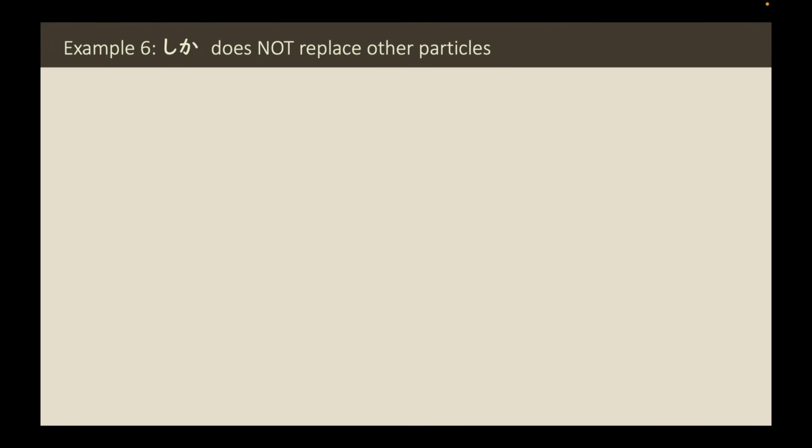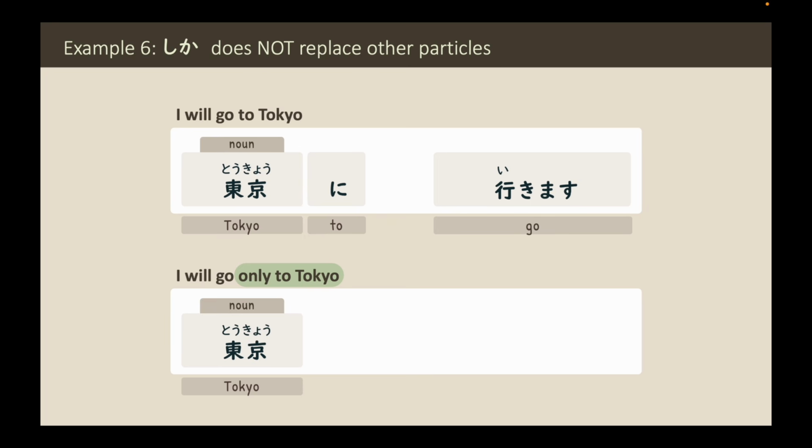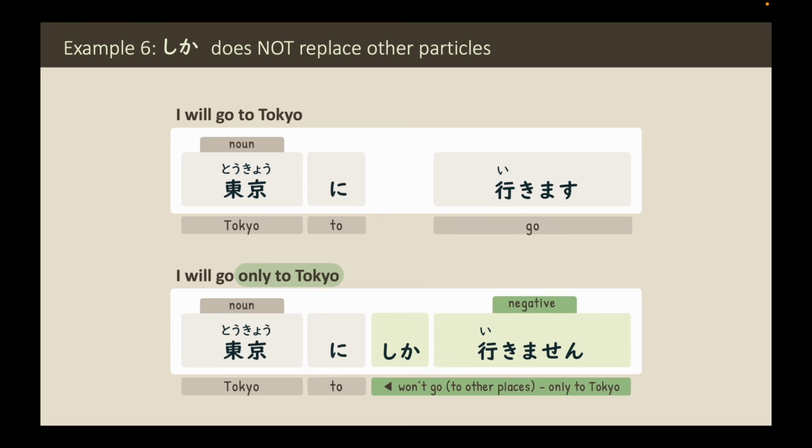However, shika does not replace other particles. For example, I will go to Tokyo is 東京に行きます. So I will go only to Tokyo is 東京にしか行きません。Here we keep the ni particle, which works as to. It has a meaning, so we need to keep it.